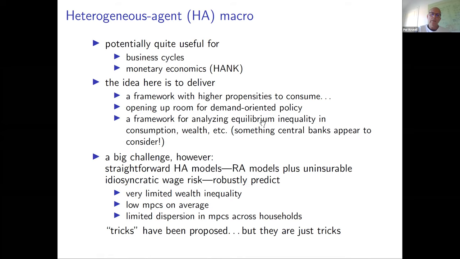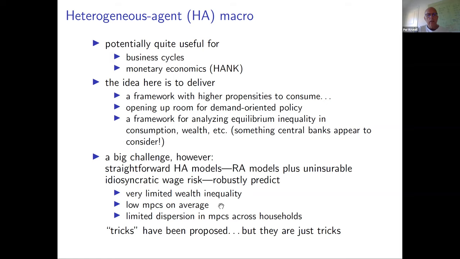And it also has very rich implications for inequality. Many people are interested in inequality these days, including central banks, who are interested in it from a number of perspectives. However, I would say straightforward heterogeneous agent models, and I'll be more specific, are like representative agent models where you add uninsurable idiosyncratic wage risk. They robustly don't do well. In particular, they predict very limited wealth inequality, and we see enormous wealth inequality in all societies.